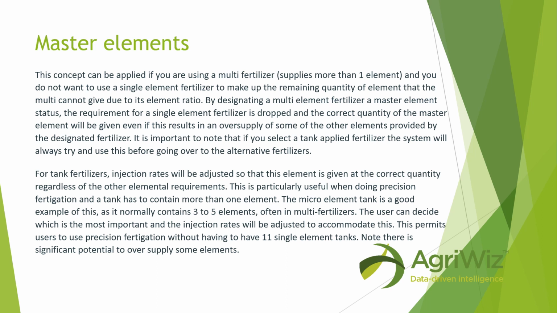By designating a multi-element fertilizer a master element, the requirement for a single element fertilizer is dropped, and the correct quantity of the master element will be given even if this results in an oversupply of some of the other elements provided by the designated fertilizer. An example of this would be using calcium nitrate as your calcium source. By designating calcium as your master element, you may get an oversupply of nitrogen.